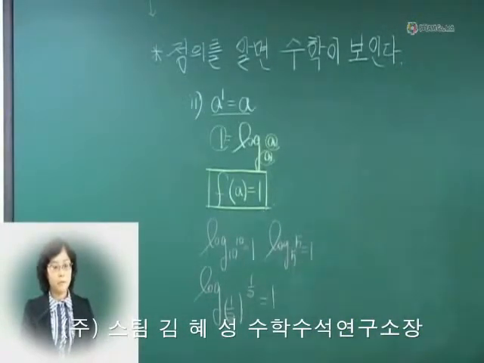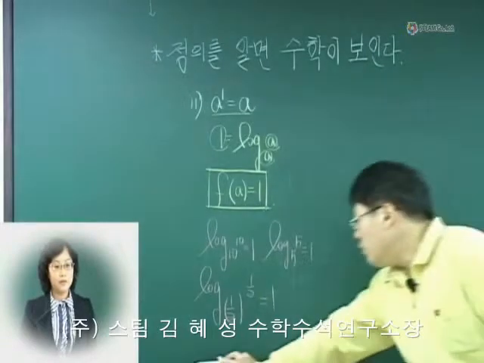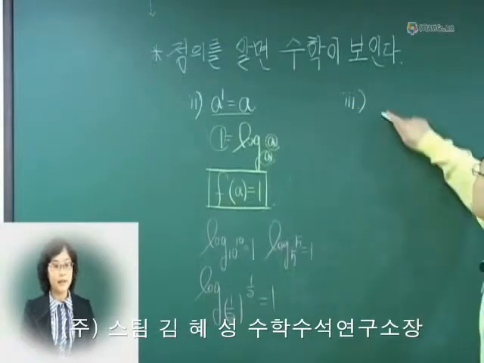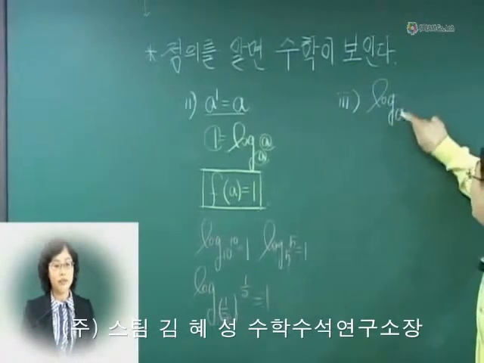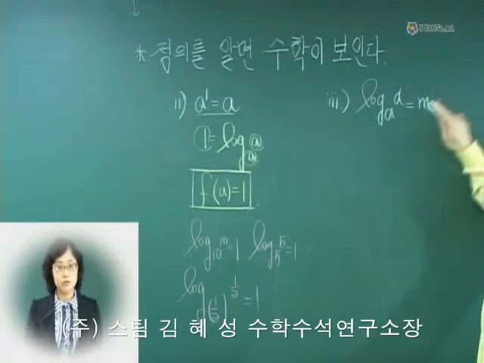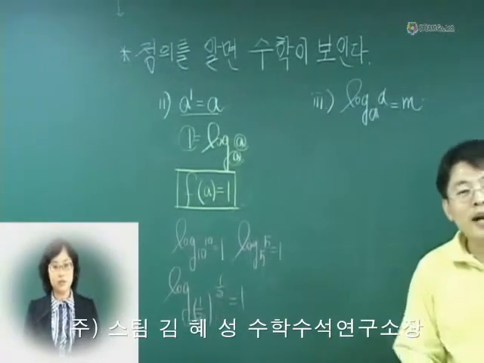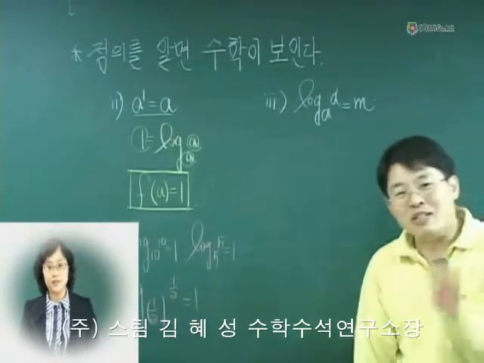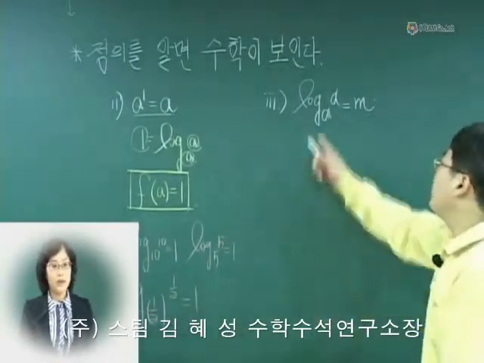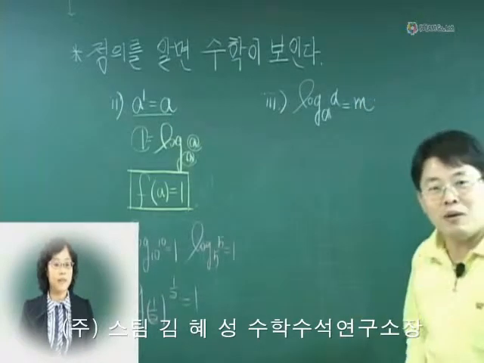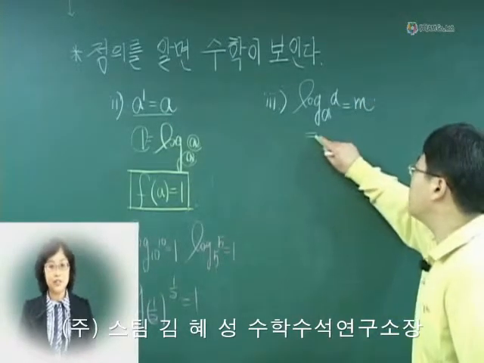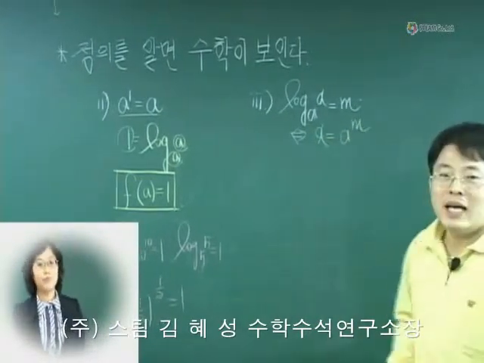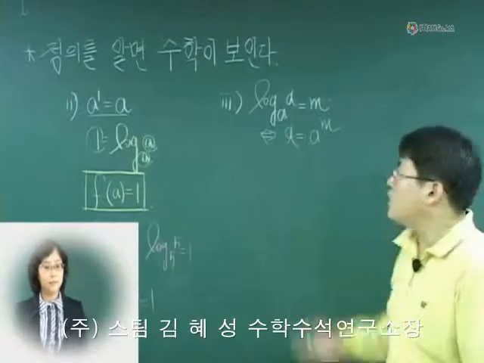Out of the logarithm, the third one: log base a of x to the power equals m. Now you have to substitute. You know what substitution is? Since the expression is complicated, you use substitution. Base a to the x power is m. Let's change it into exponential form: x equals a to the m power. We have changed it again.